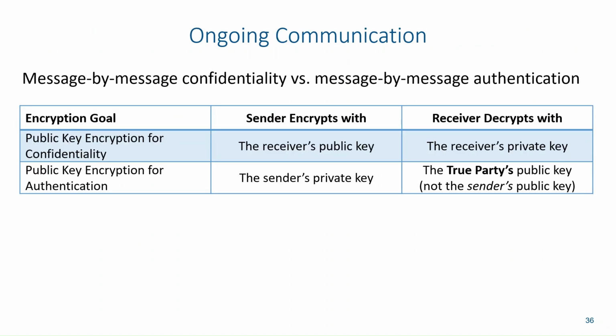For any ongoing communication, we're going to ensure message-by-message confidentiality or authentication, depending on how the sender and the receiver interact. To ensure confidentiality, the sender is going to encrypt with the receiver's public key, and then the receiver is going to decrypt with their private key. To ensure authentication, the sender is going to encrypt with the sender's private key, and then the receiver is going to decrypt with the true party's public key, not the sender's public key, because the sender could use whatever public key they want to act like this message is coming from them. But in reality, the true party's public key is verified by a third party, so we can ensure that it truly comes from who they say they are.